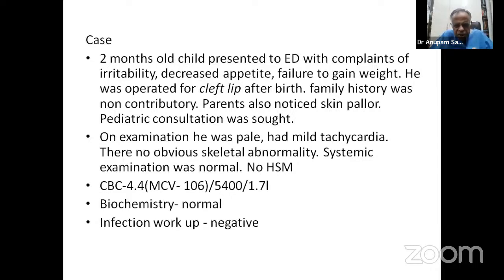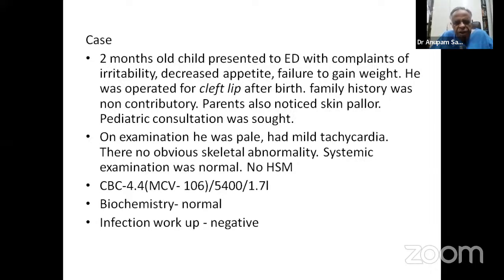There's no obvious skeletal abnormality. Systemic examination was normal, no hepatosplenomegaly. CBC showed an MCV of 106, with a count of 5,400 and 1.71 platelets. Biochemistry was normal. Infectious workup was negative.